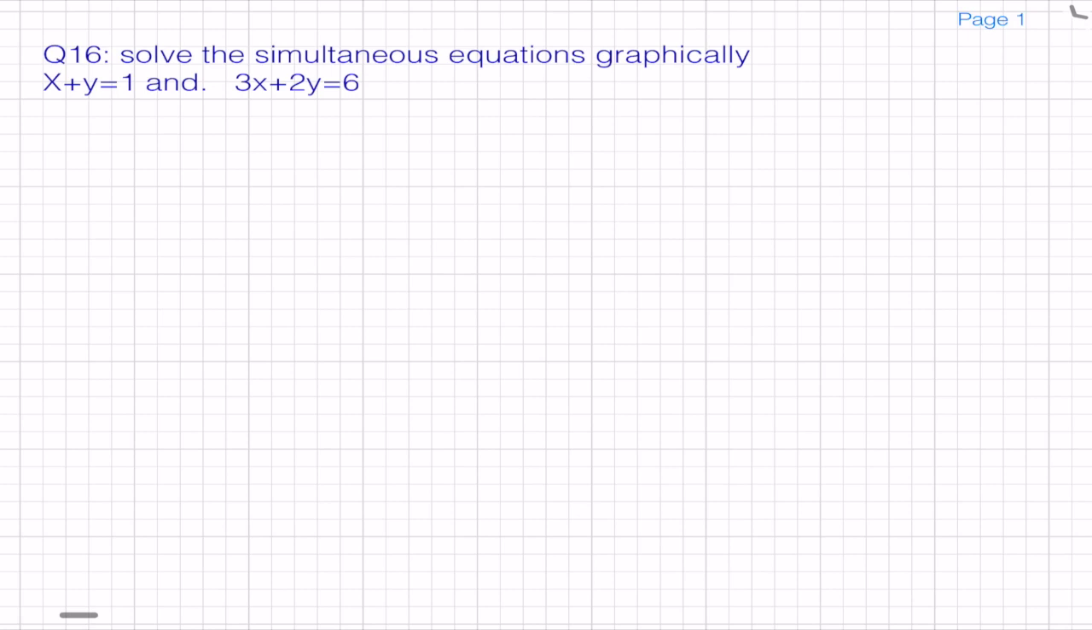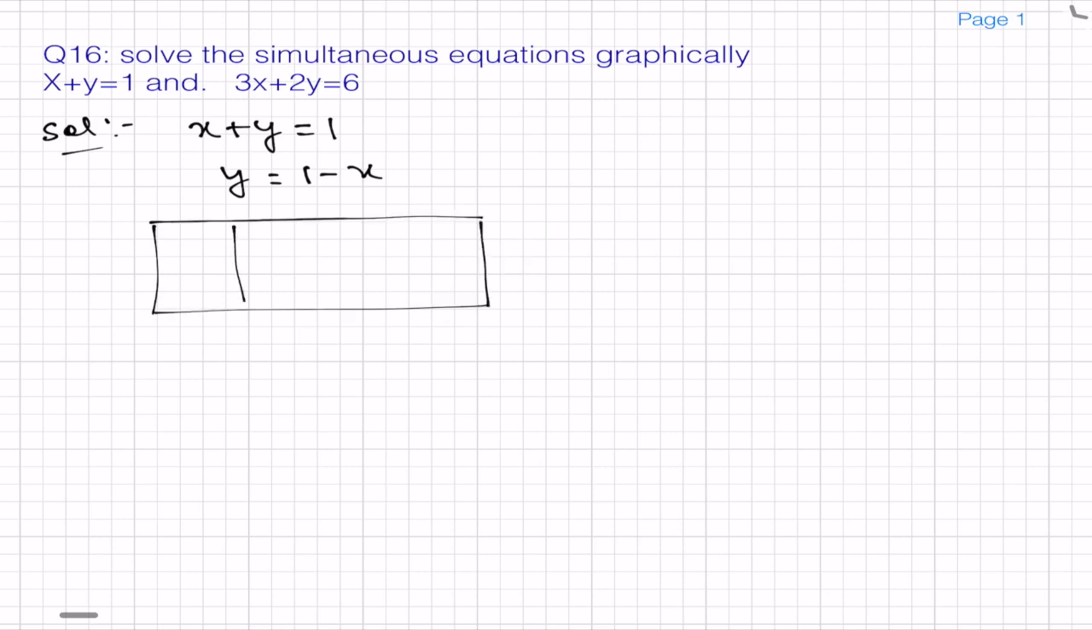So the first step is we have to make either x or y as a subject. Choice is yours. So y is equal to 1 minus x. We will make a table in which minimum 3 values are required. Minimum you have to take 3 values. So let x is 0, 1 and minus 1. If I take x is 0, y will be 1. If I take x is equal to 1, y will be 0. If I take x is equal to minus 1, y will be 2.